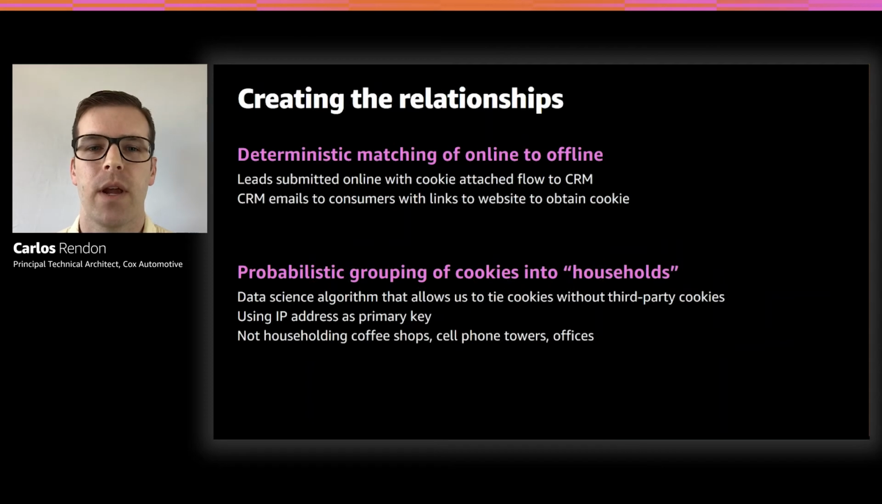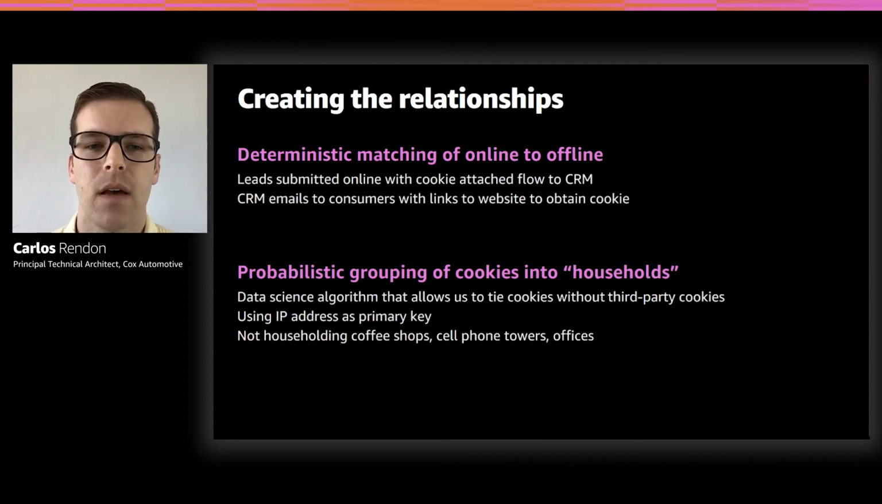So there's a couple ways we're creating those connections. One way is with deterministic relationships, and I'll walk you through one way that can happen. Say that I submit a lead online as a consumer, and then that flows to the CRM system. Well, when I'm online, I will have my cookie identifier, and when it flows to the CRM, now I can match the CRM identifier to the cookie identifier, and we've created that connection. There's a lot of different ways, if you get creative, to get your consumers to help you create those matches.